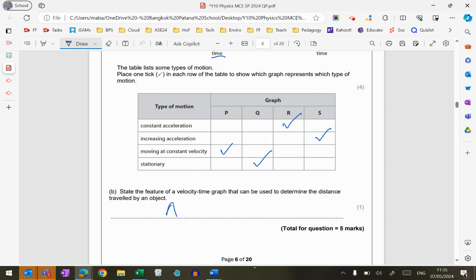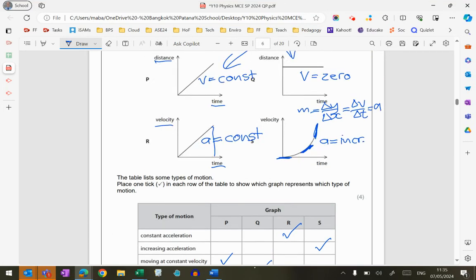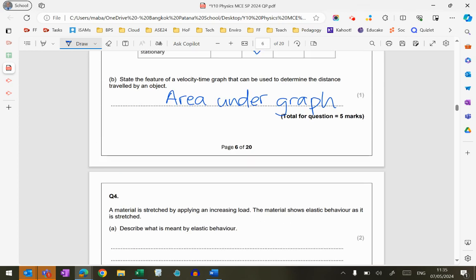So the feature of a velocity time graph that can be used to determine the distance, okay, that is the area under the graph. Okay, so for example, on this graph here, it would be the shaded area there, or on this graph here, it would be that shaded area there. And that's question 3.